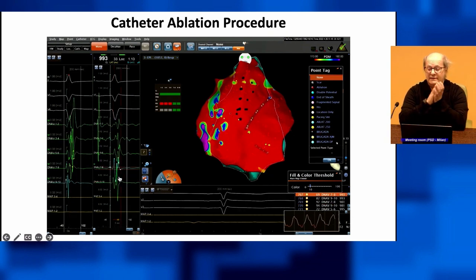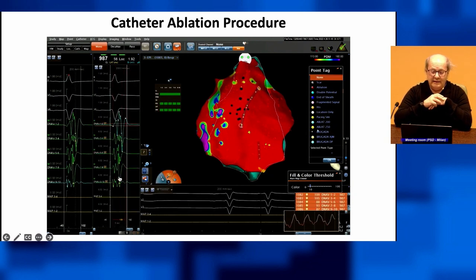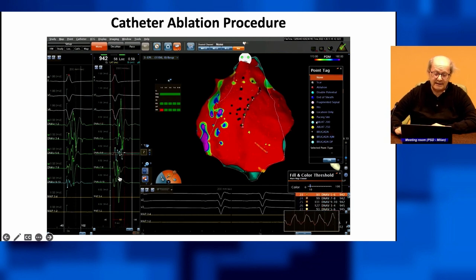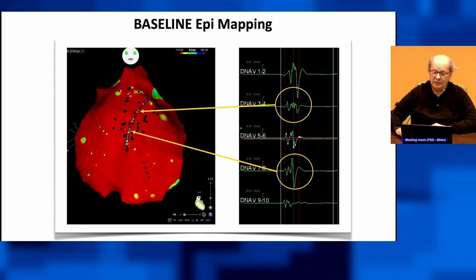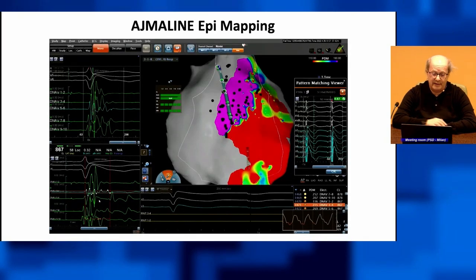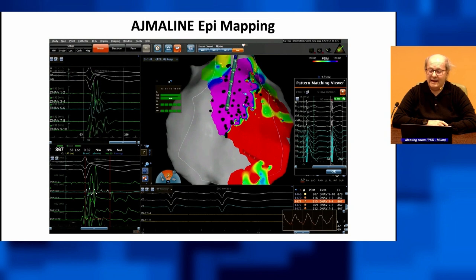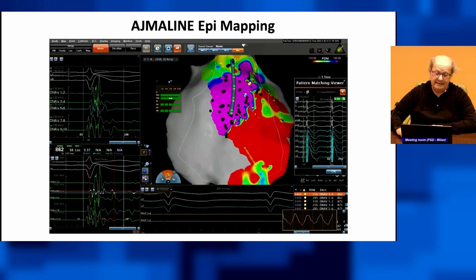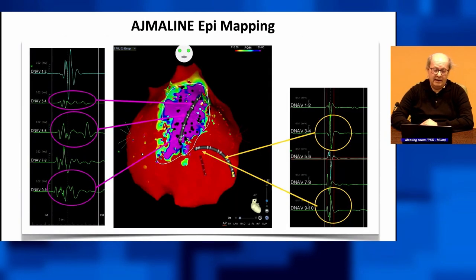So for the mapping, this is how we do it. The duodecapolar catheter is navigating in the pericardial space. You see the black dots are the regions of the epicardium with the most represented fragmentation. This is the baseline condition, but during ajmaline, you see this potential became much more prolonged, and the area is much wider, and the use of ajmaline is essential to define the substrate in detail. And you can see here the results of the mapping with the prolongation of the activity and the normal activity outside of the purple area.